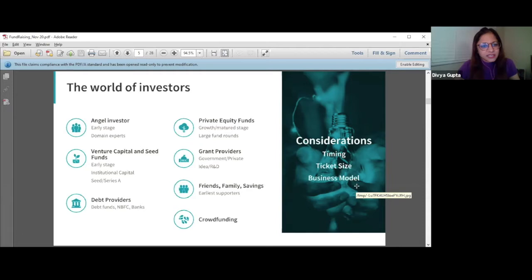So if you're really, really early in market, these guys are probably the right people for you to reach out to. The next one is venture capital and seed funds. These are very, very institutionalized funds. They are very clear with their strategy, what they want, what they'll do, what they won't do. They are not as flexible usually as angel investors. So they will ask for certain serious rights. Their involvement will be high. Also, they will have very strong strategic intent and expectations on returns and when they get their money back.